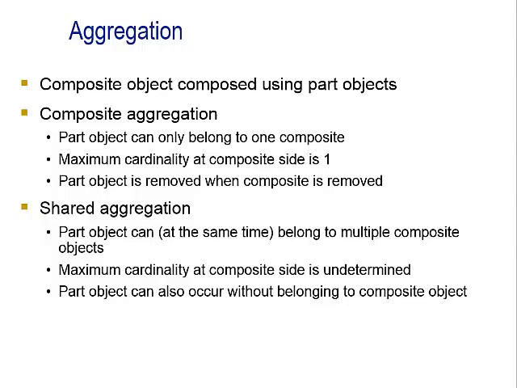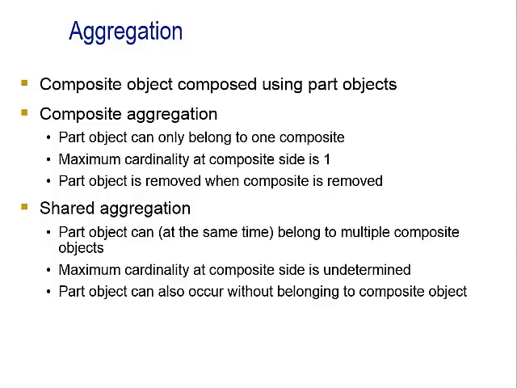In a composite aggregation, a part object can only belong to one composite. Right? So it's a very tight coupling. If you remove the composite, then the part object will be removed as well. So the maximum cardinality at the composite site is 1. A part object always belongs to the same composite.